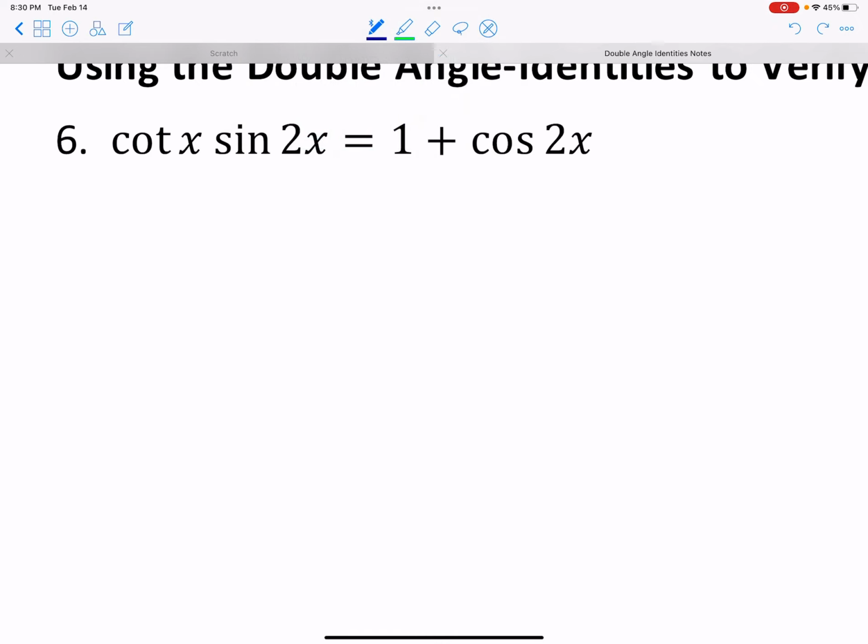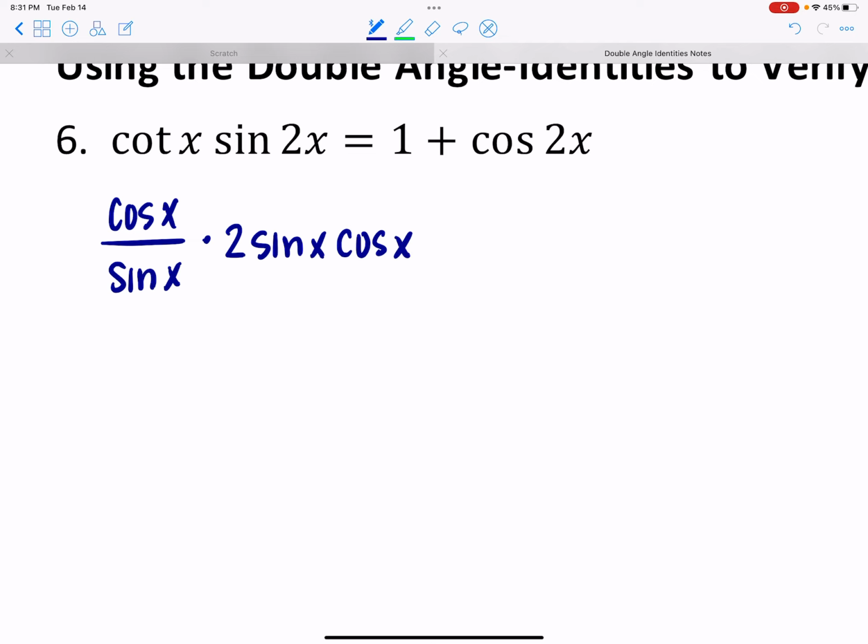I'm looking at this thinking the left side has more places for us to make some substitutions. So let's do it. Let's say cotangent. We can swap that out. Cotangent we know is going to be cosine over sine, and that might not be necessary, but let me do it. The sine of our double angle we said is going to be twice the sine of the angle times the cosine of the angle.